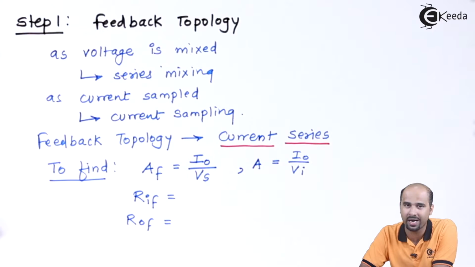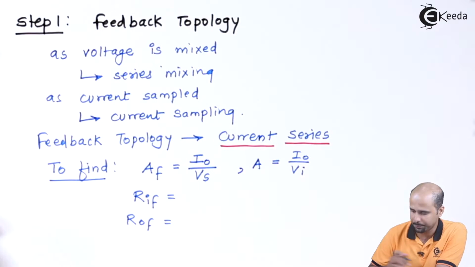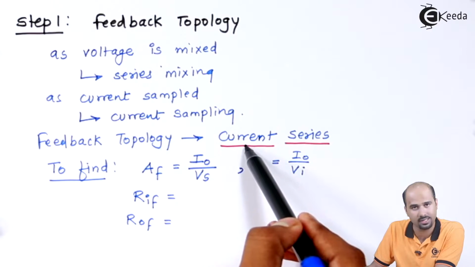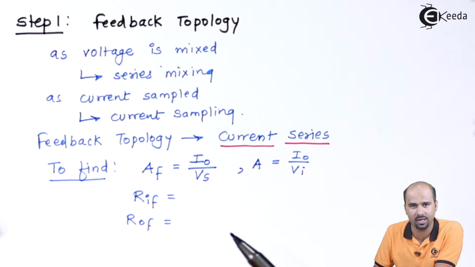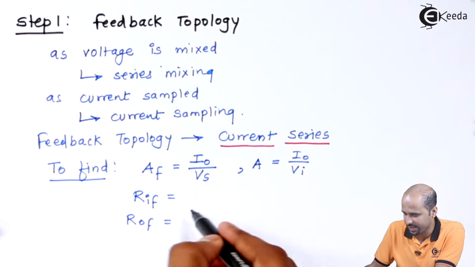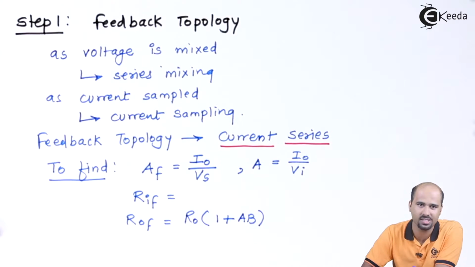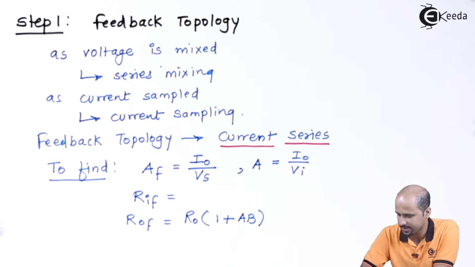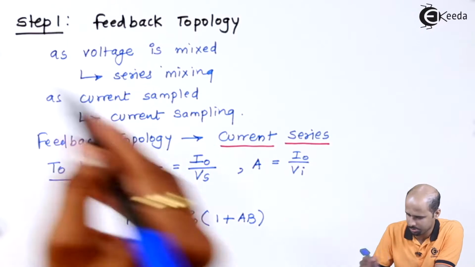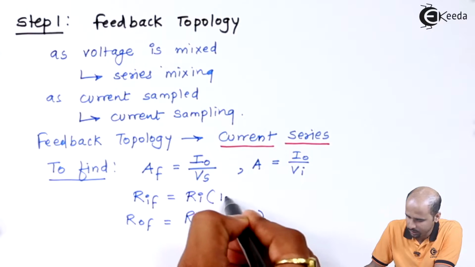Once we get the value of RI and RO, it will be very simple to find out the value of RIF and ROF. As at the output side, this is the current sampling, right? As current sampling is related with the series connection, so I can say that it's nothing but multiplication by 1 plus AB. In series, resistance increases, so I can say ROF is equal to RO into 1 plus AB. Similarly, at the input side as well, I can say it's nothing but the series connection. So again, I will be getting RI into 1 plus.